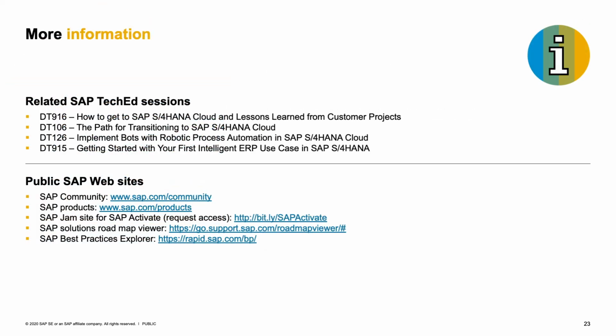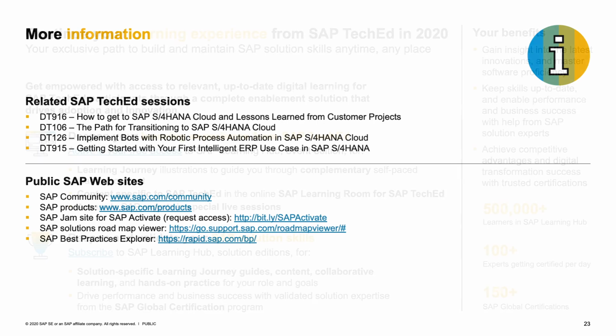Talking about great assets, we have a lot more interesting sessions that you can attend during the SAP TechEd experience. You have a number of them that are related to what I talked about on your screen, whether that's that DT916 session that I talked about previously, or sessions that are talking about RPA and other implementation activities. So those are great resources. You have great resources on sap.com, as well as the SAP Activate Jam that I mentioned on the previous slide.